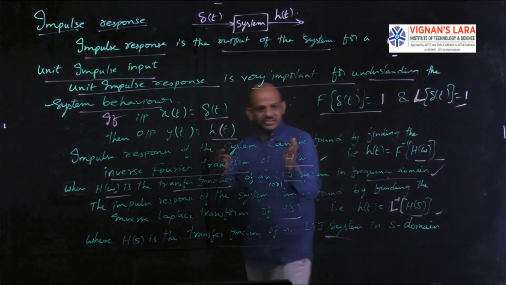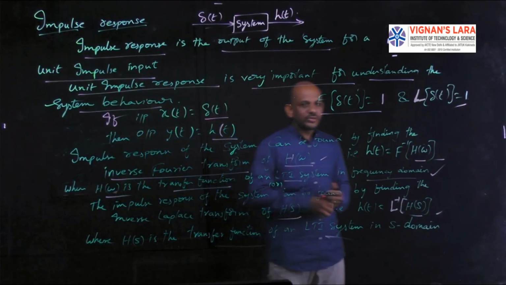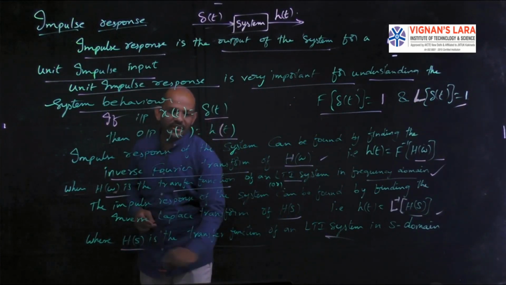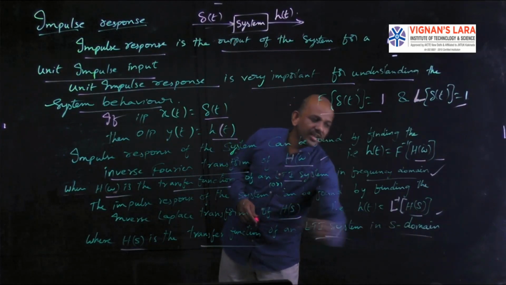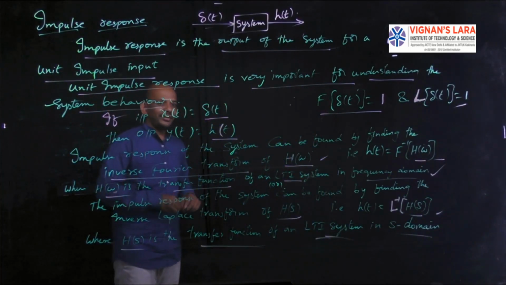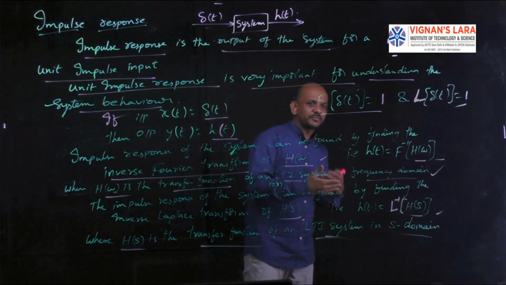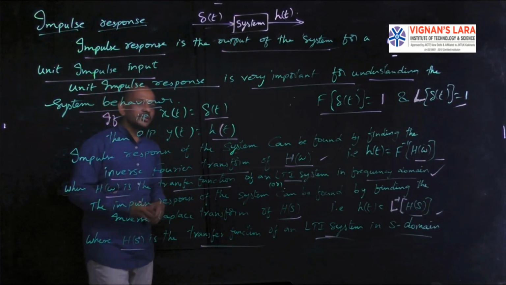So this Fourier transform is for frequency domain and this Laplace transform is for S domain. We all know the Laplace transform is for S domain. So H of s is the transfer function of this LTI system in S domain. So this is the explanation about impulse response: what is impulse response, what is its importance, and how can you find it. This is a small explanation about impulse response.